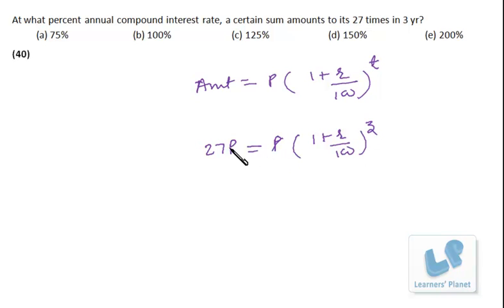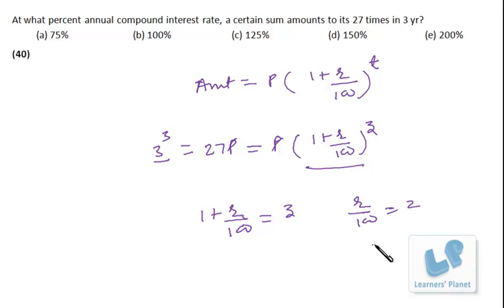Okay. So it's actually 3 raised to 3. Now 3 raised to 3 is this, that means 1 plus r by 100 is equal to 3. So r by 100 is equal to 2. That means r is equal to 200%. As simple as that. Okay.